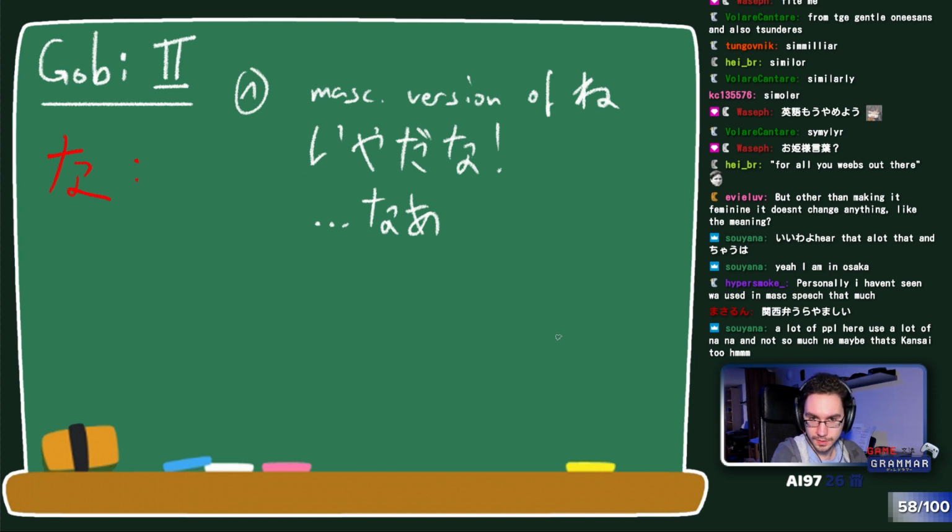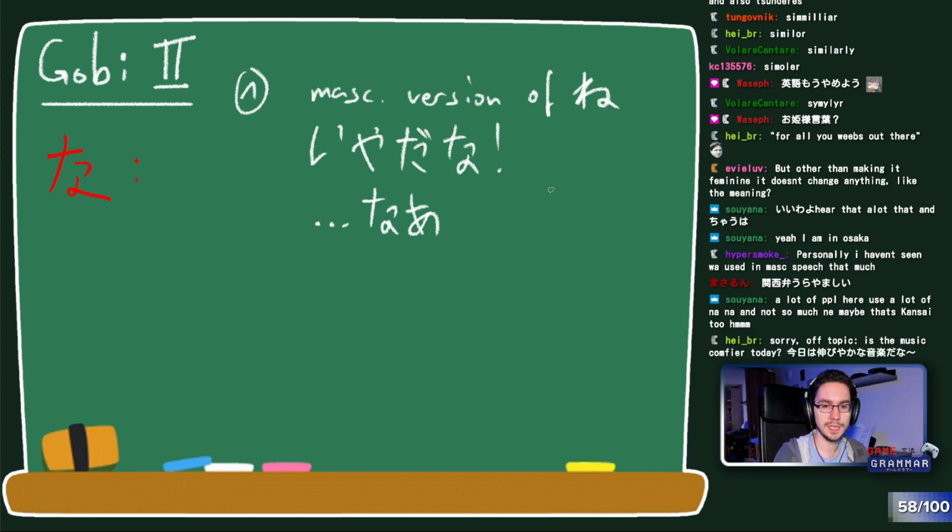That's Kansai too. Yeah, that's true as well, I think. In Kansai especially, na over ne is even more popular and even more commonplace. So in the Kansai region, you might very well see most of the ne replaced with na, especially in casual speech. Using na in place of ne is mostly a casual speech thing. You wouldn't see it much in polite speech.